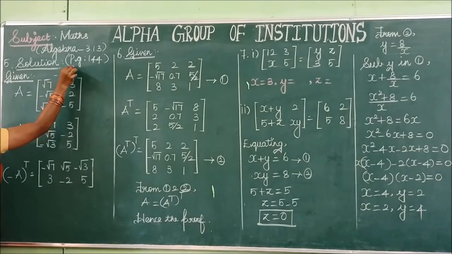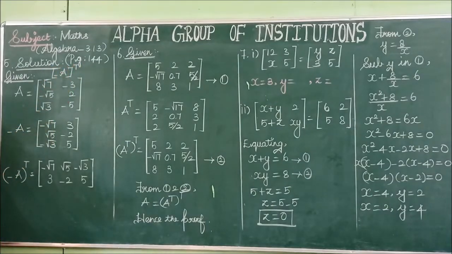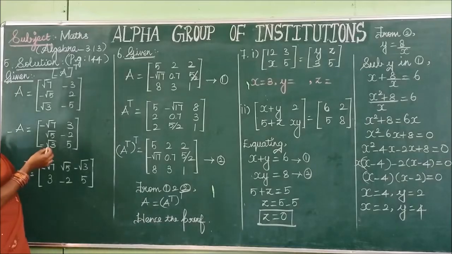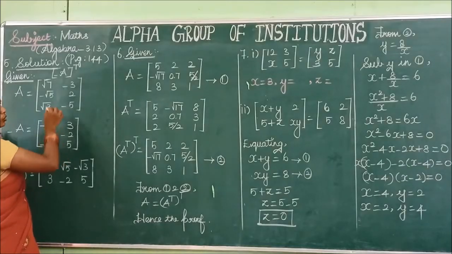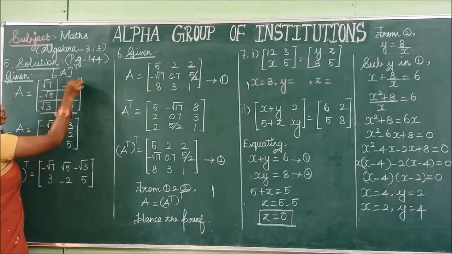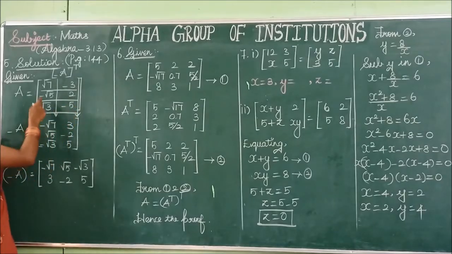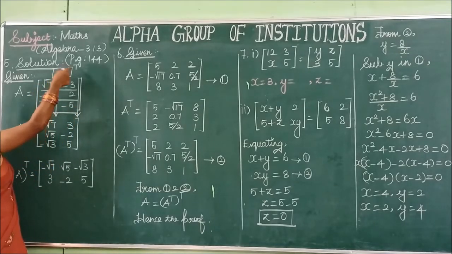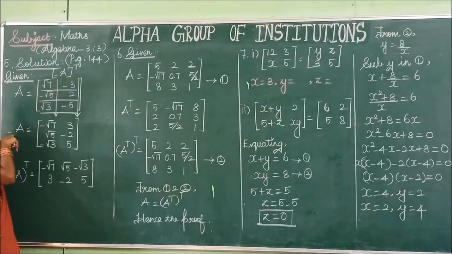Minus A transpose. So in the theoretical part, the transpose of the matrix means interchanging rows into columns. These rows will be interchanged into columns. These columns will get interchanged as rows. So here they ask you minus A transpose. So first you have to find minus A, then you have to transpose that minus A. Minus A means negative of A. So what is the statement for the negative of the matrix?